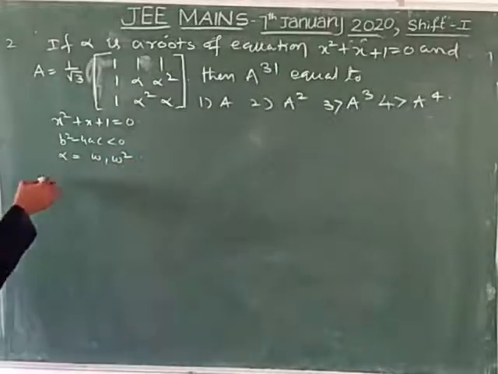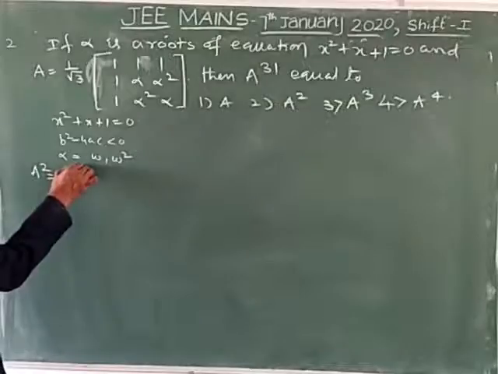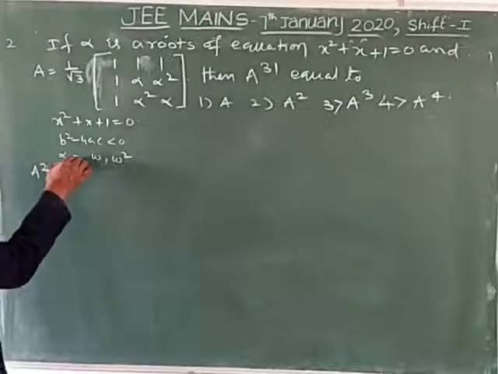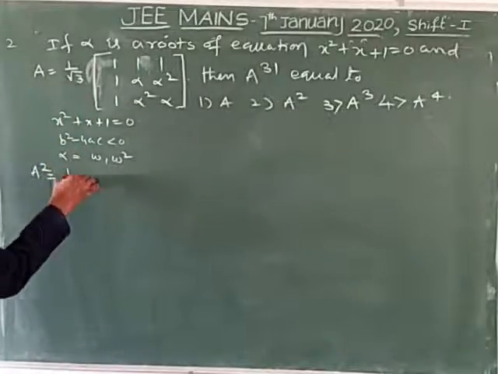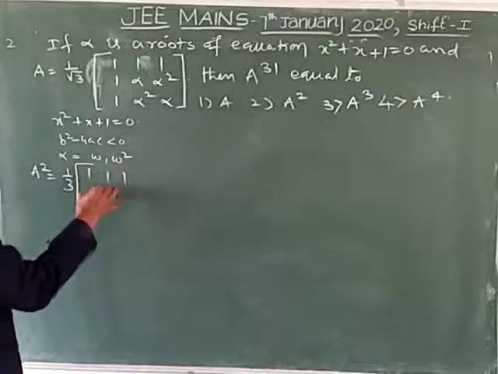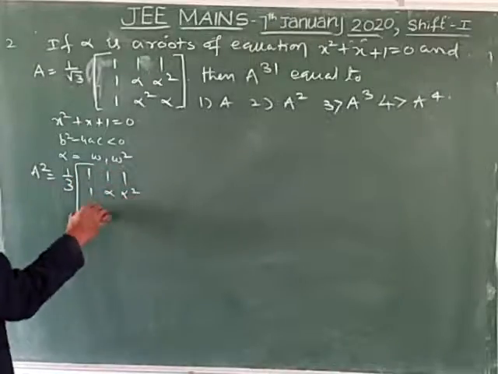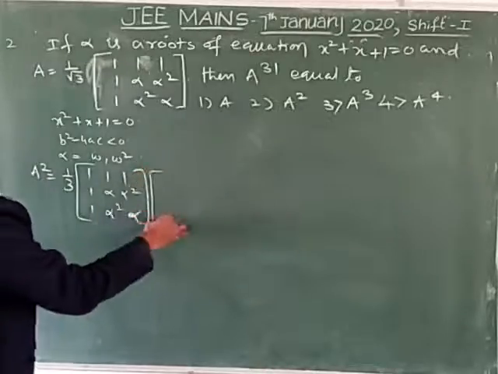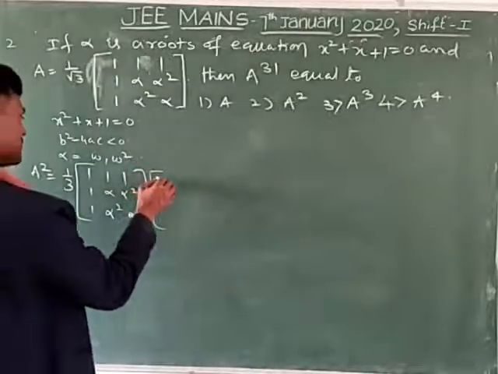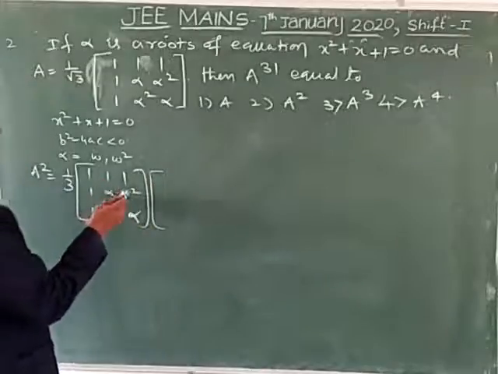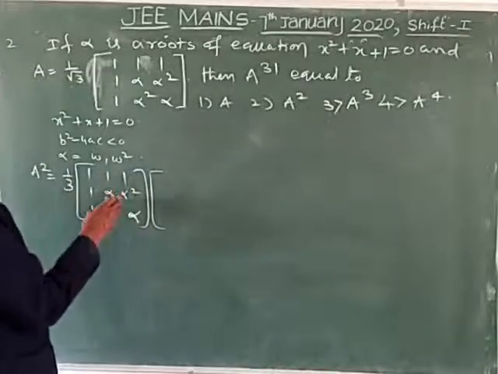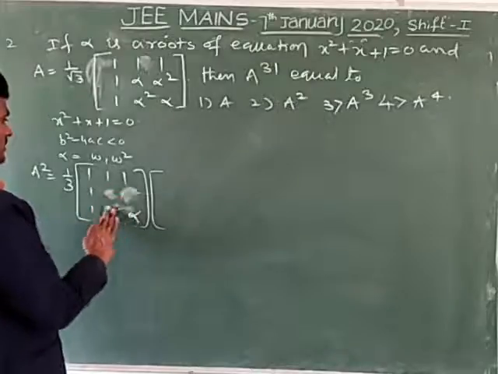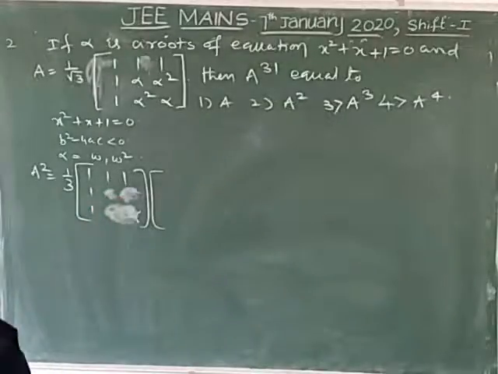Now you have to find a square, which is a into a. Here 1 by root 3 into 1 by root 3 is 1 by 3, and again you have to write the matrix with alpha square and alpha. Instead of alpha you can take omega also, no problem. Here omega square. Here, instead of alpha, you can take omega.